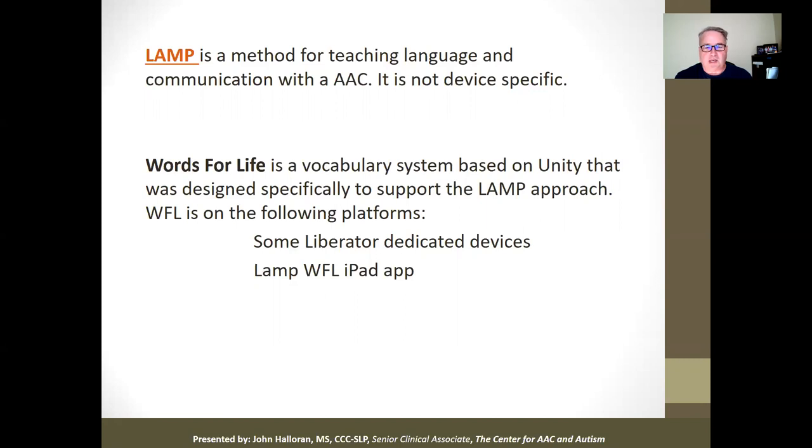So just so you keep it straight, Words for Life is a vocabulary. It comes on all PRC devices. It comes on Liberator's devices. It comes on the iPad, that they have iOS versions that you can get off the iTunes store. But it's a little bit wrong to say I use the LAMP methodology with a low-tech board, although, again, I'm promoting it, telling you it's a good thing to have and everyone needs it. It's great for everybody, but it is not following the methodology of motor, auditory, visual.